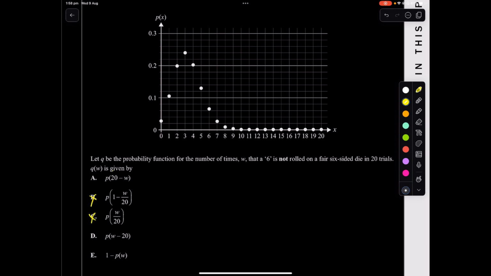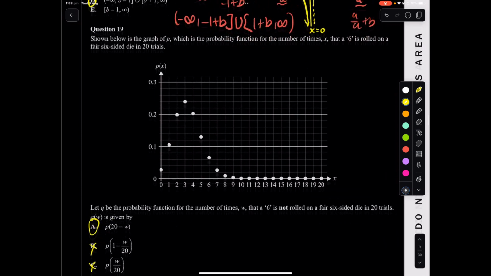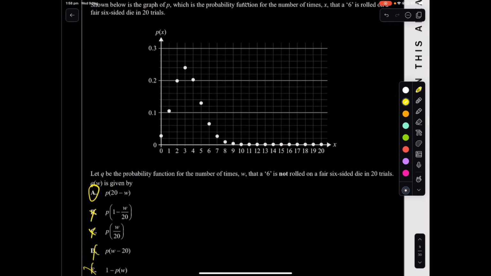P equals 20, so translate this graph 20 units to the right. Nope, it needs to be reflected. And 1 minus P, absolutely not. So A should be your answer for that one. That's actually not bad, this whole question. It's just a translation question.